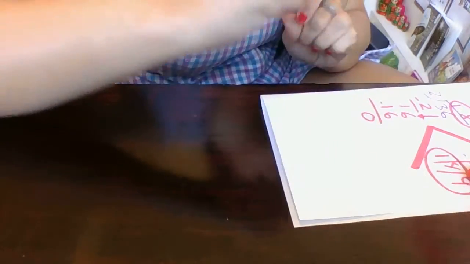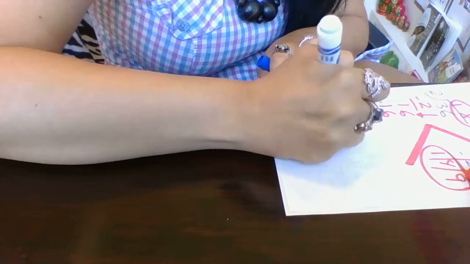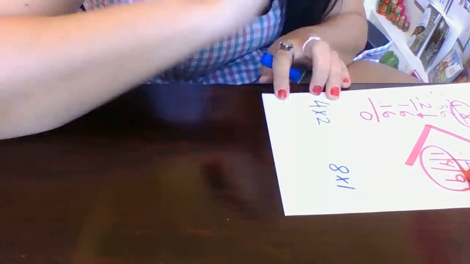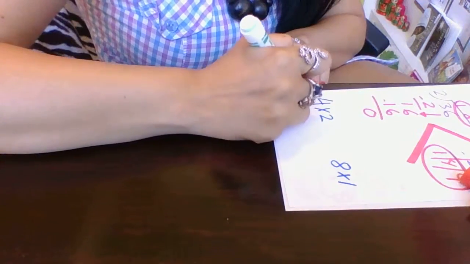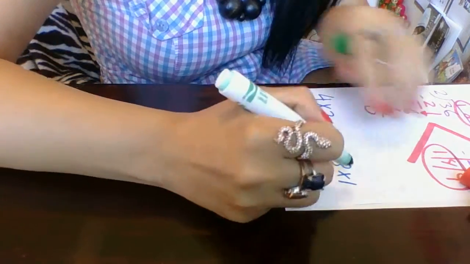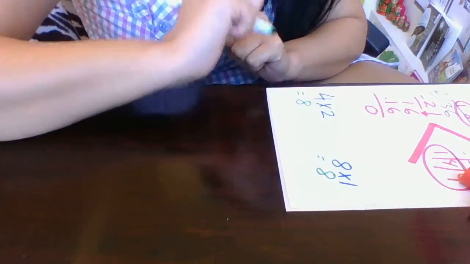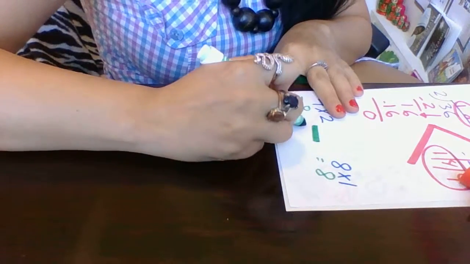So just a few more questions, maybe just 2 more. 4 times 2, and then 8 times 1. I just solve it. So 4 times 2 equals 8. 8 times 1 equals 8. Which one's bigger? Which one's smaller? 8 and 8 are equal to each other.